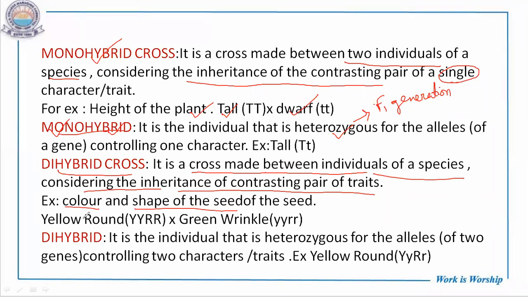So what have we chosen here? Yellow round, yellow for color, round for the shape. Similarly, green for the color, wrinkled for the shape. These two are the recessive traits, and these two are the dominant traits. Even in the dihybrid cross, in the first generation only, the heterozygous trait you will find. The genotype is like this: capital Y, small y, capital R, small r, where all the plants will have yellow colored seeds and round shaped seeds.